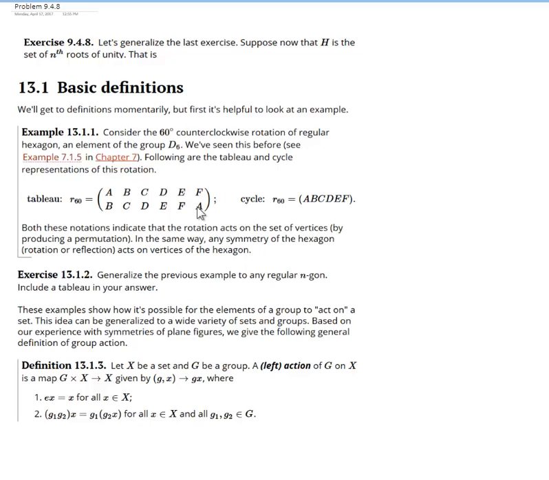Right, so really we have two things going on. We have a rotation and we have a set. And the rotation acts on the set. Well, T here is the set of complex numbers whose absolute value is 1. So all I need to do is show that the absolute value of each one of these is 1.